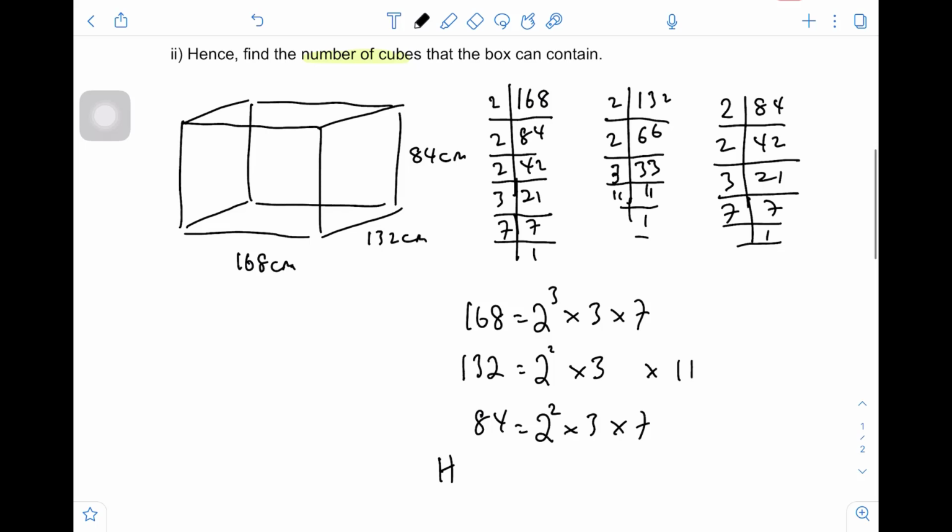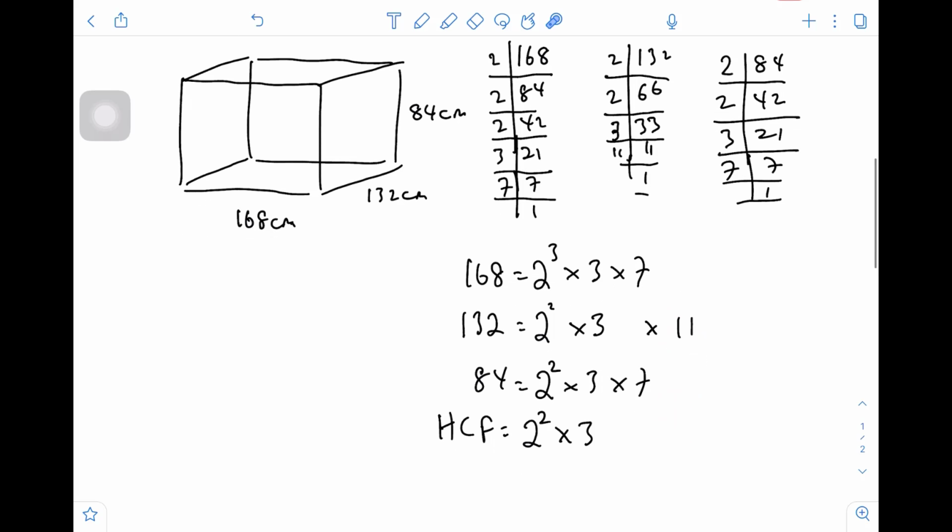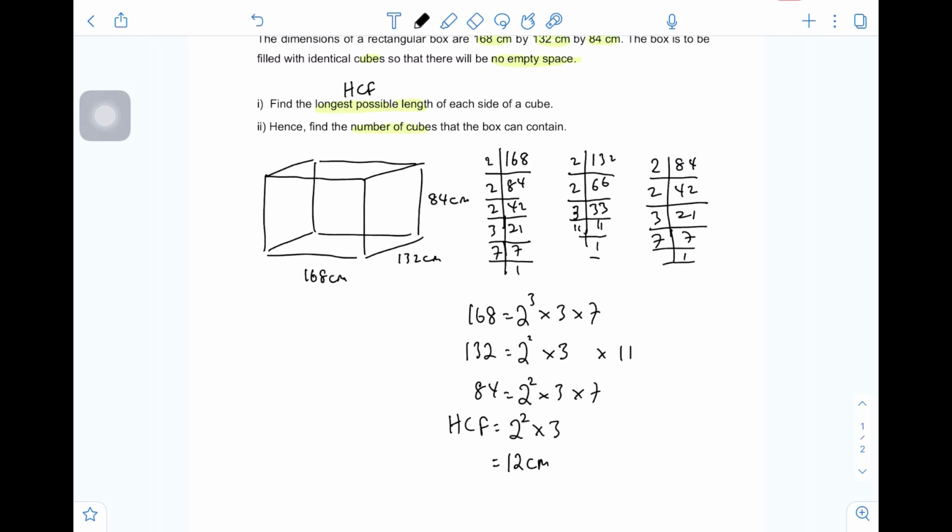So we can find the HCF of these three numbers. To find the HCF, we take the lowest possible powers. So 2 squared is the lowest. For 3, all are as low, so we'll just put a 3 here. For 7, there is no 7 in one of them, so if the lowest possible is no 7, do not take any 7. For 11, the lowest possible is no 11, so don't take the 11. 2 squared times 3 is our HCF, which is 4 times 3, which is 12 cm. This is the longest possible length of your cube. Part 1 is done.